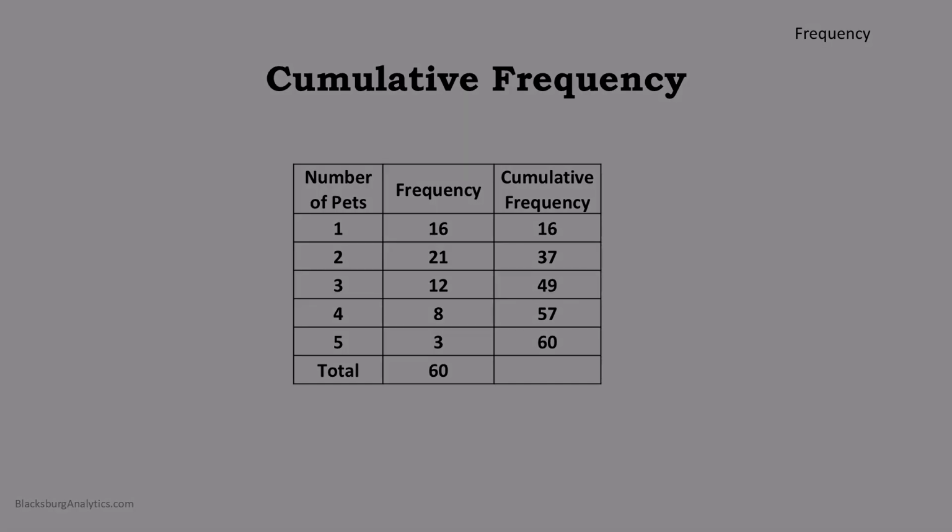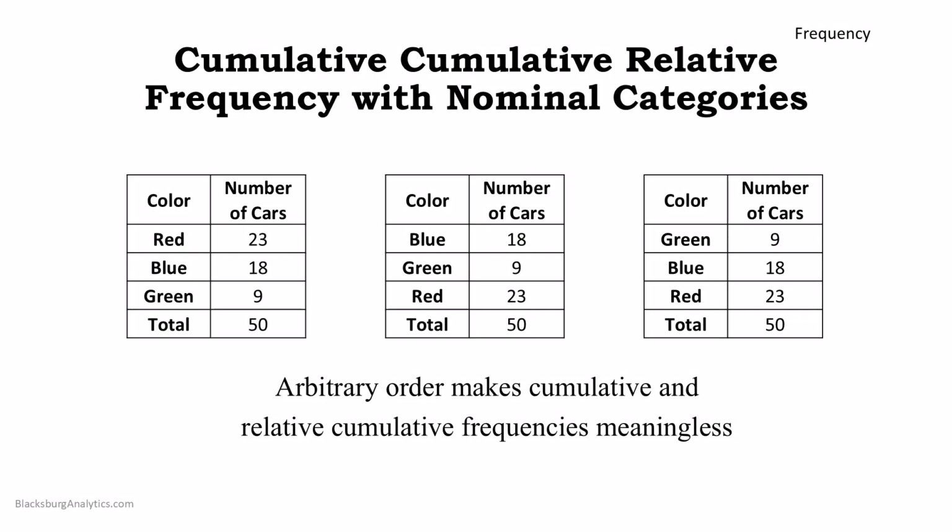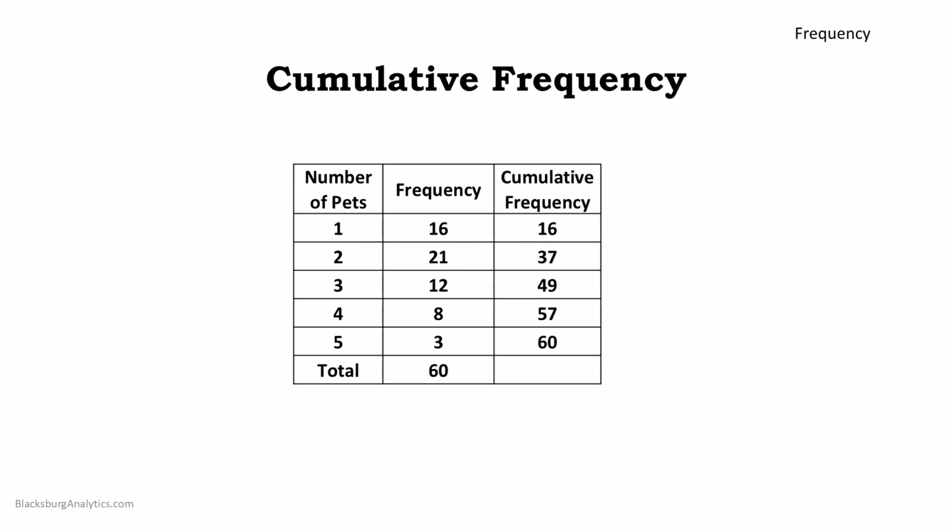Two other frequencies commonly used are cumulative frequency and cumulative relative frequency. Cumulative frequency is the successive sum of frequencies from top to bottom of the categories. The first cumulative frequency is the same as the frequency. The second is the first plus the second, and keep adding. The last entry should be the sum of frequencies.